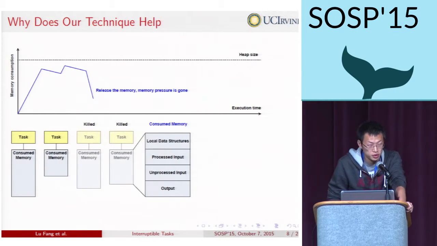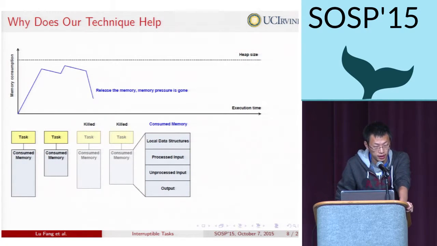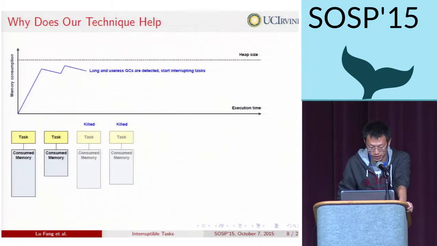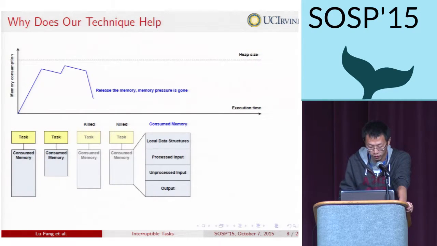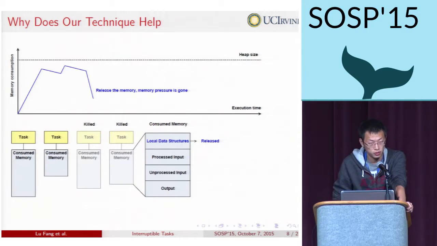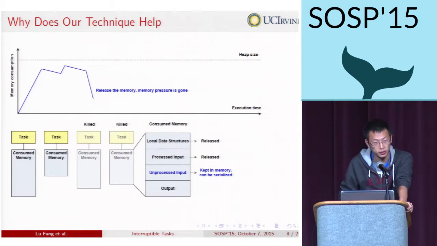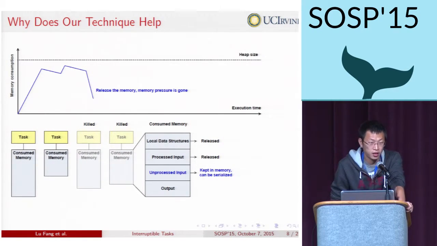Let's look at the memory consumption components of a typical data parallel task. There are four major components: local data structure, processed input, unprocessed input, and output. We will release the local data structures, and also the processed input will be released. We will try to keep the unprocessed portion of the input in memory because later we will use it and process it. But if it is necessary, we can also serialize it to the disk to release the memory.